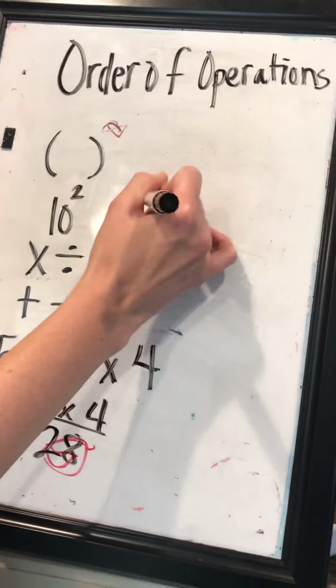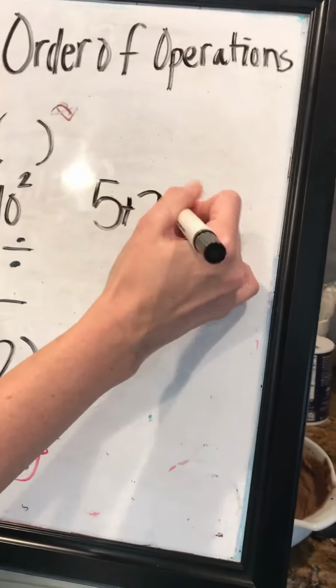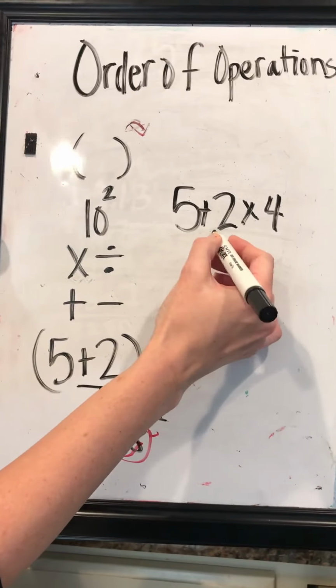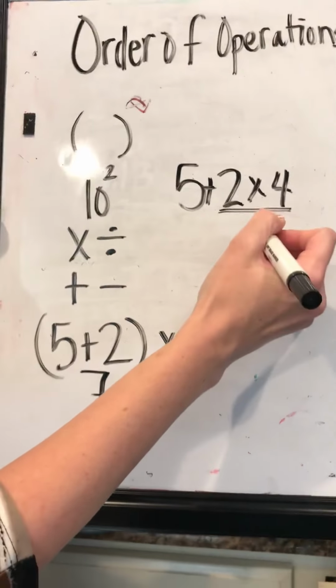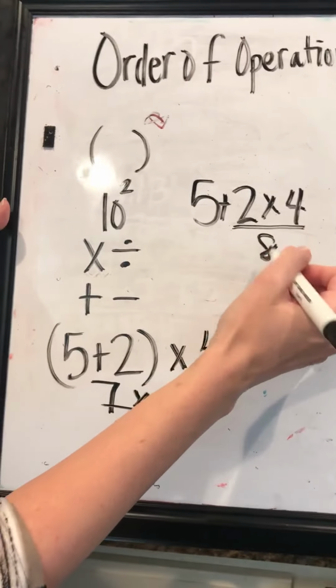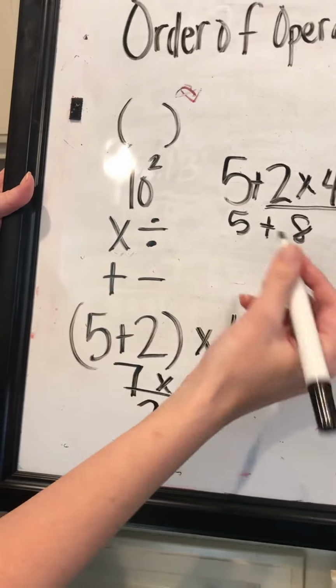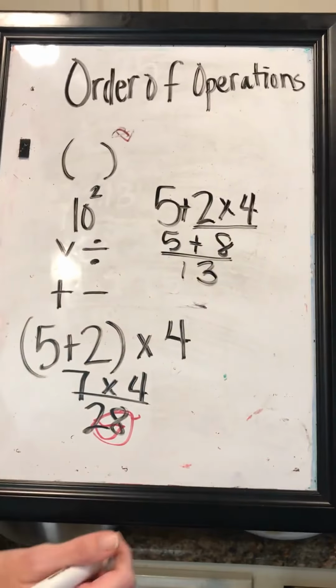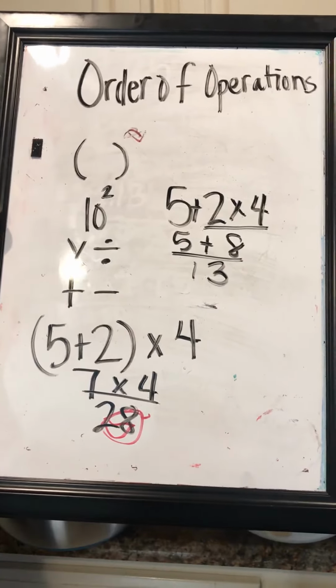Now, if I had this same problem, but I didn't have the parentheses, I would have to do the multiplication first because it comes first. So this gives me 8. Then I would add the 5. And so that would give me 13. So the parentheses do make a big difference for this problem.